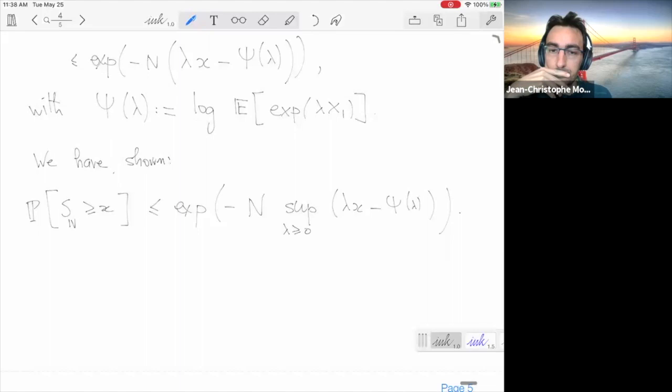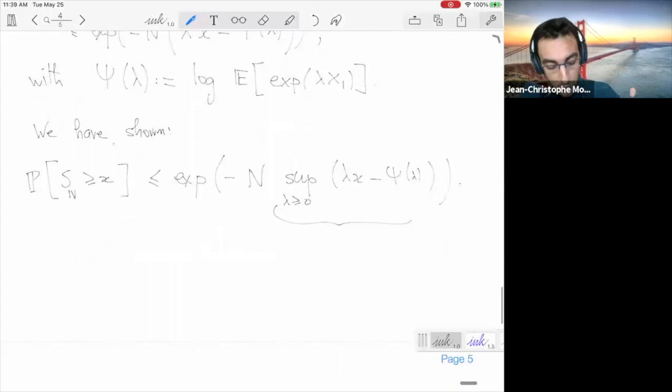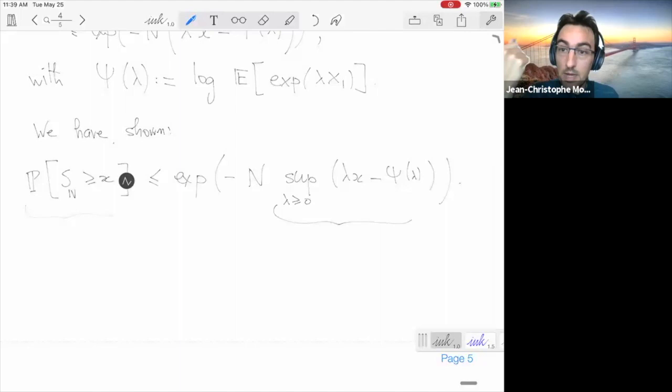And in fact, what's really remarkable is that this computation, which maybe looks a little bit ad hoc when you first see it, because we just decide we're going to use the exponential function, is in fact asymptotically sharp. In the sense that if you look at this probability, you take the log, you divide by n, and you ask what is the limit, the limit is indeed minus this supremum. And this is the more general version of large deviations for independent and identically distributed random variables.